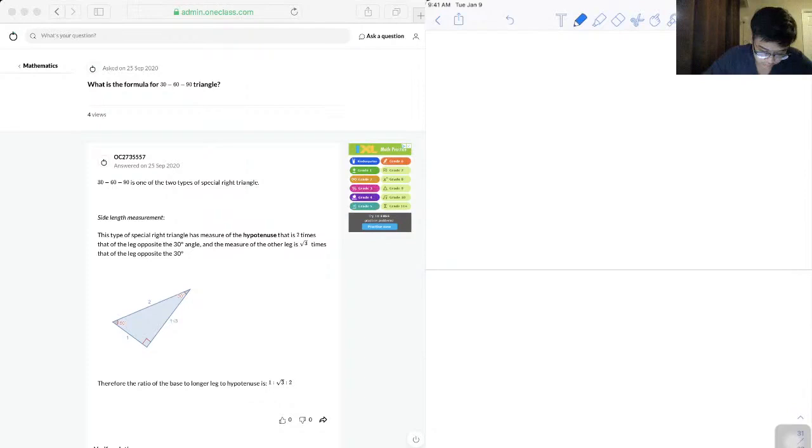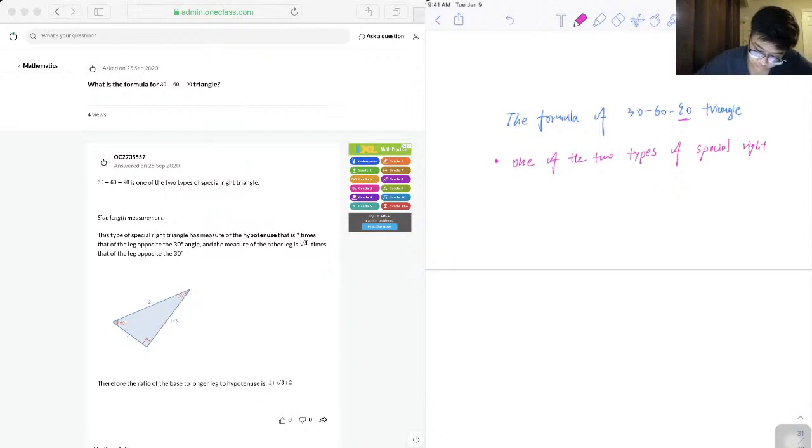It's asking the formula of a 30, 60, 90 triangle. So there's one important thing we need to remember: it is one of two types of special right triangle. As you can see, there's a 90 degrees there. And yeah, I wrote it down: one of the two types of special right triangle. And the other type will be the 45, 45, 90.